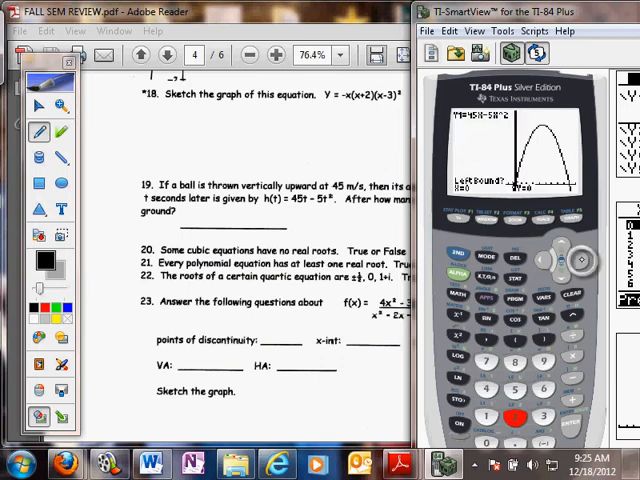And then I want to take my cursor all the way over to that side, and I need to find the left bound of that root, or that ordered pair, which represents the root.